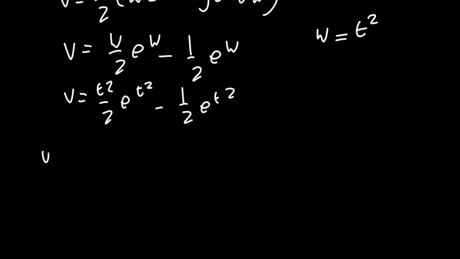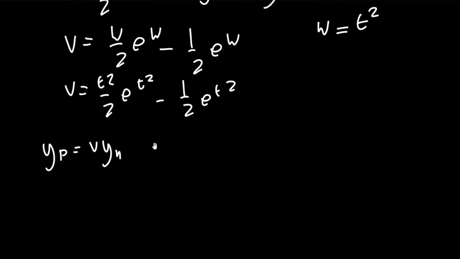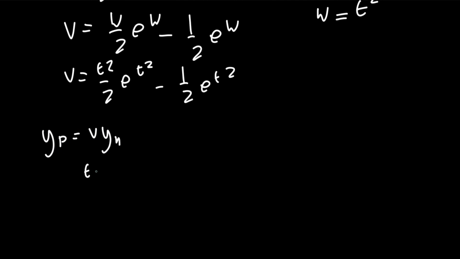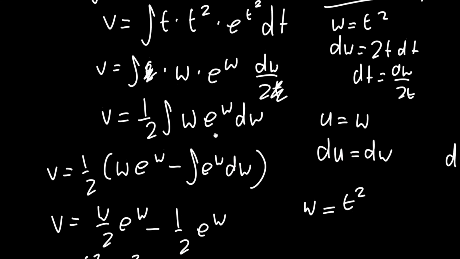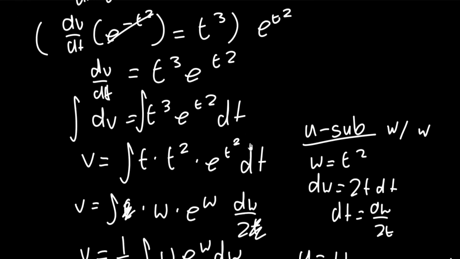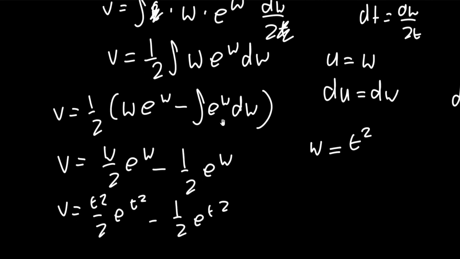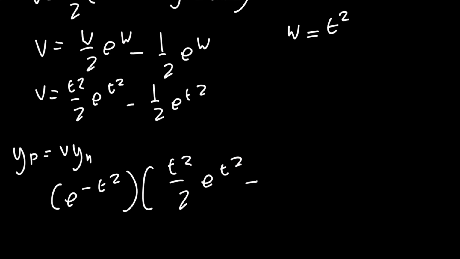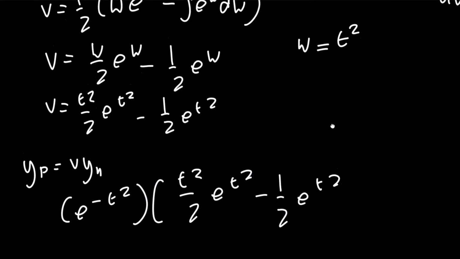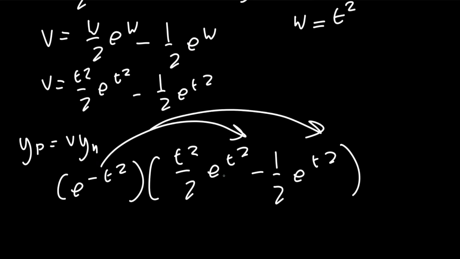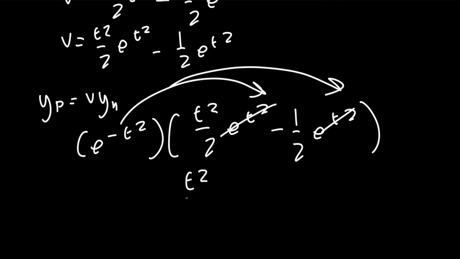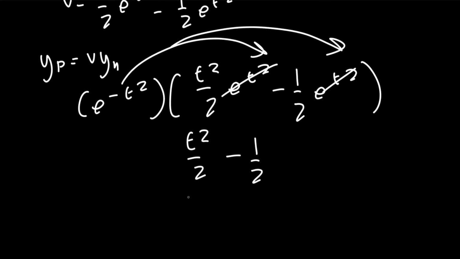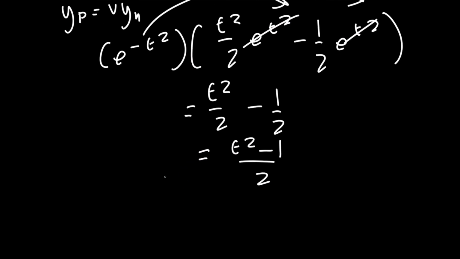With our v, we can finally solve for our y particular solution, which is y of h times v. Let's start with our y of h, which in this case is e to the minus t squared. Again, that constant disappears because we don't need it yet. We'll save it for the end. Yeah, okay, e to the negative t squared, and then t squared over 2 e to the t squared minus 1/2 e to the t squared. We distribute this across, and those cancel out. So instead, we are just left with t squared over 2 minus 1/2, which simplified is just t squared minus 1 over 2, like so. And that's our y of p.